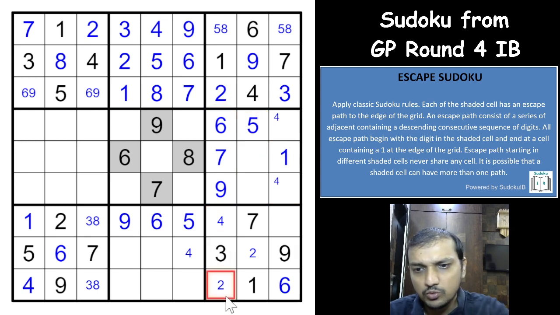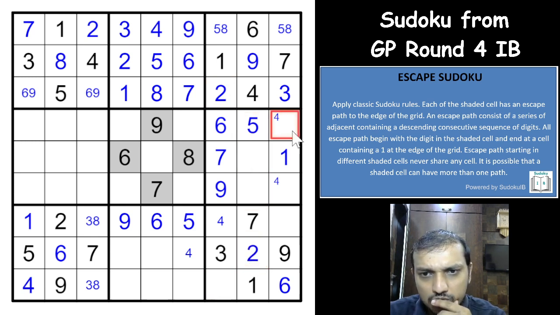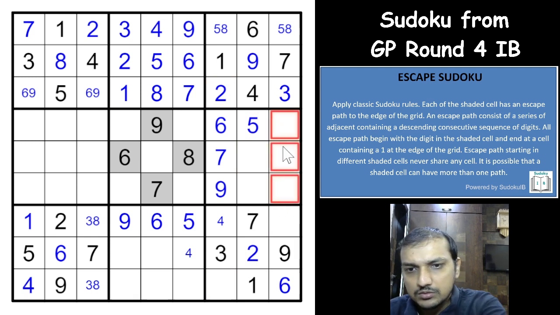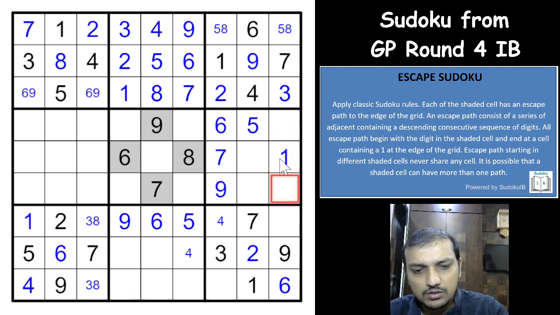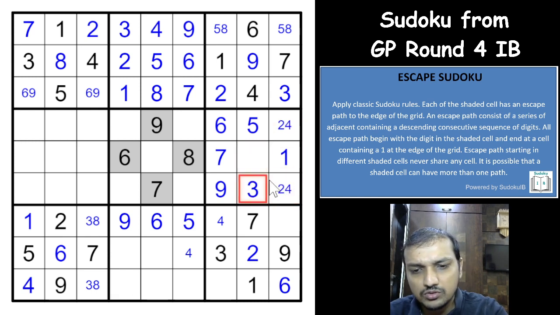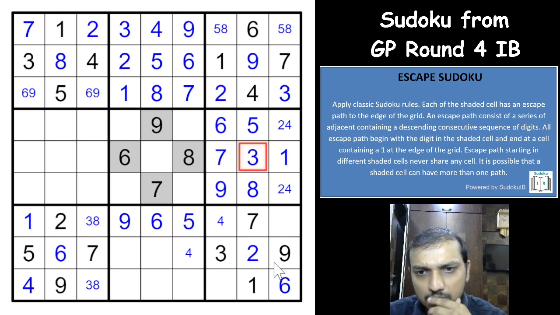Oh, you already have a 2 here. You got a 2 here. So this cell would have to be a 2. So these two cells are 2 and 4 pair. This is a 1, 2, 4 pair here. 8 and 3. So this is 8 and that is a 3 here.